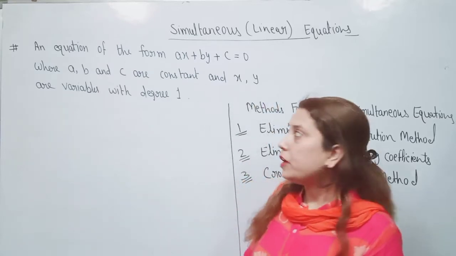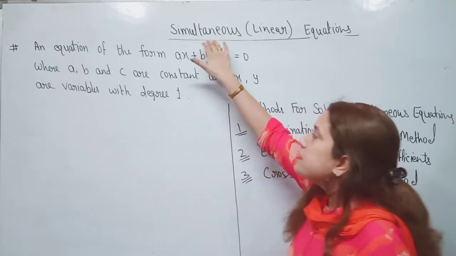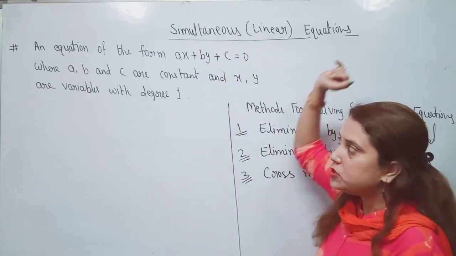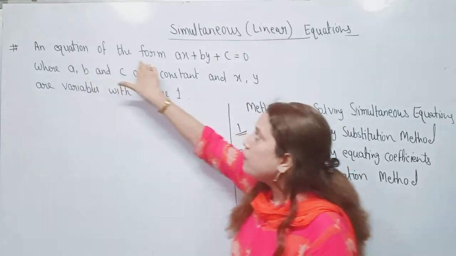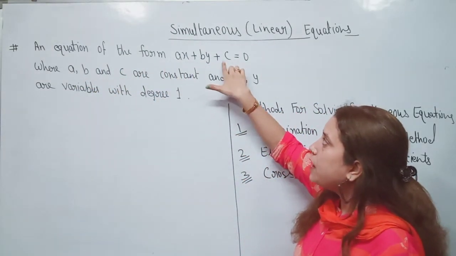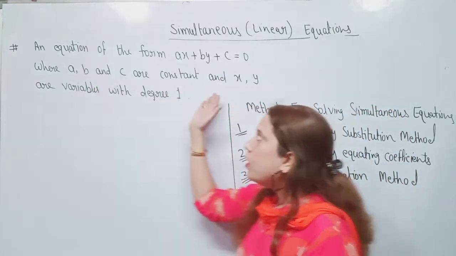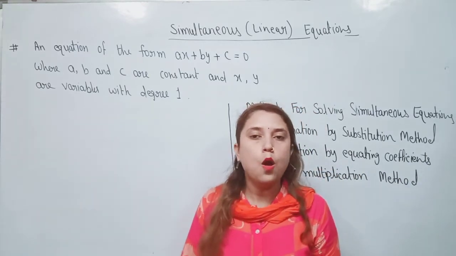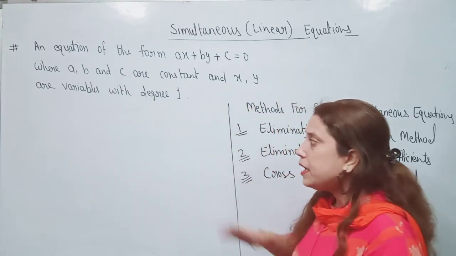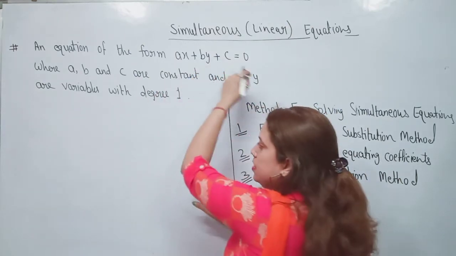Today we are going to discuss a very important and scoring chapter, simultaneous linear equations. So what is a linear equation? An equation of the form ax plus by plus c is equal to 0, where a, b, c are constants and x, y are variables with degree 1. Okay beta, any equation in the form of ax plus by plus c is equal to 0.